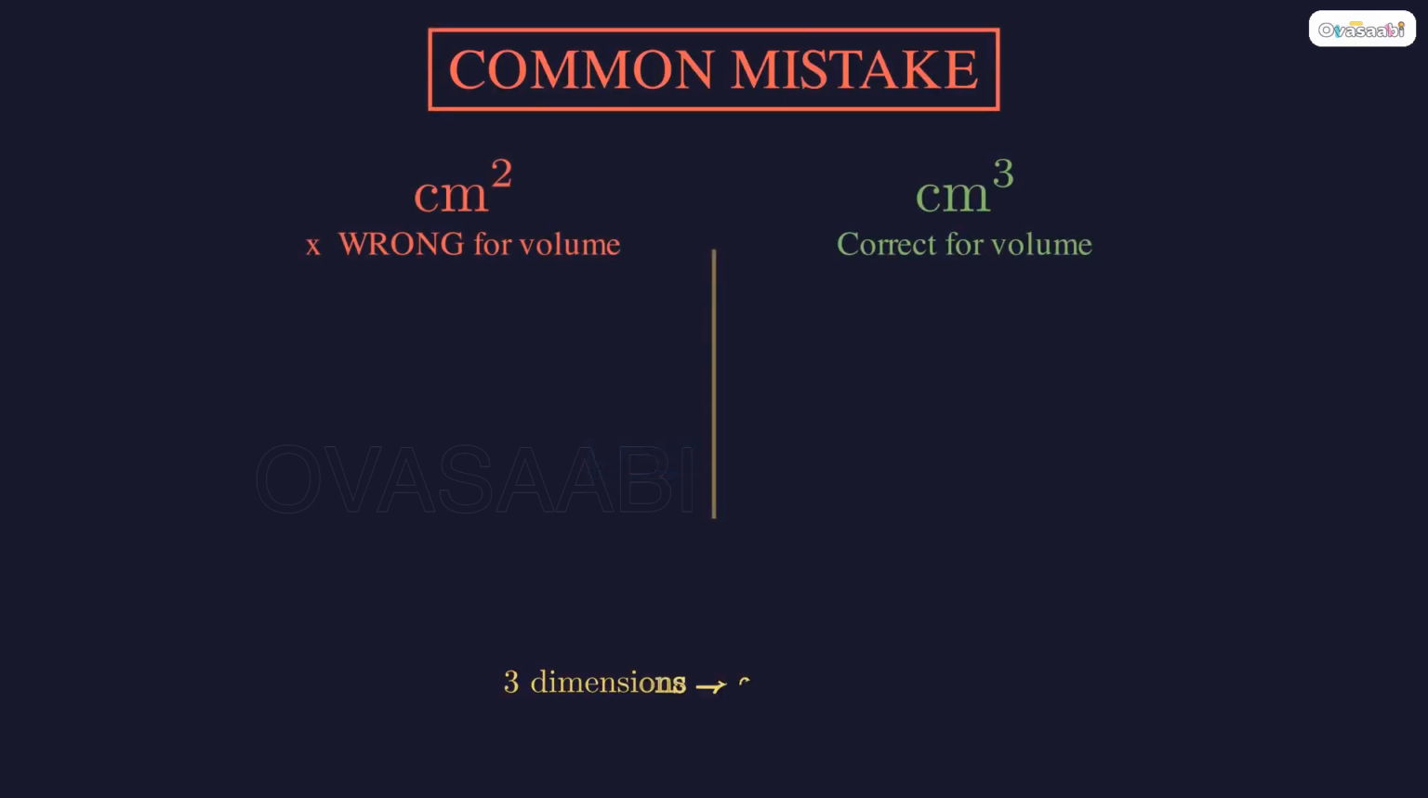Many students get this wrong. They write centimeters squared for volume. But volume uses cubic units, centimeters cubed, because it measures space in 3 directions, not 2.